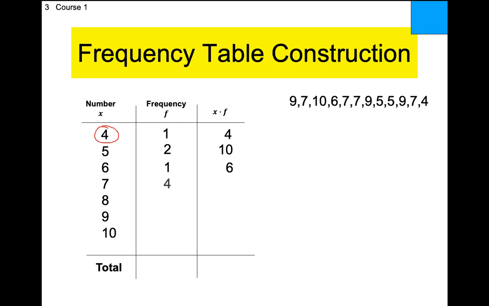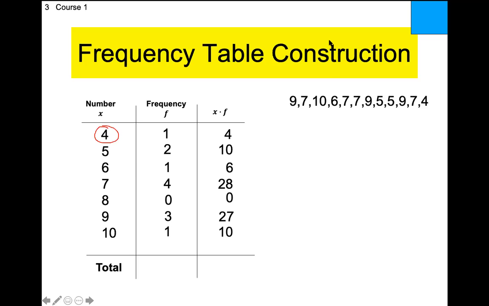And 4 times 7 is 28. I'll finish the rest. Hey, look, there are no eights. There are 0 eights. 8 times 0 is 0. There are, let's see, 1, 2, 3 nines. 9 times 3 is 27, and there's 10.